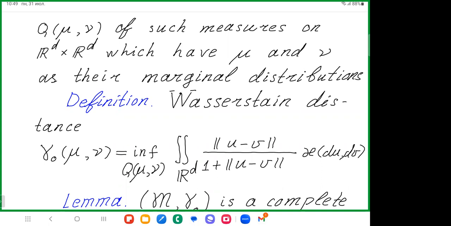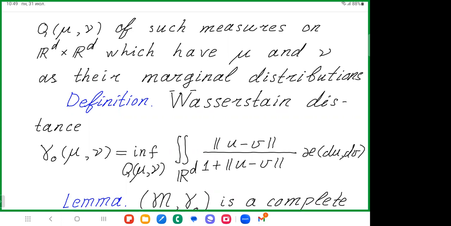Of course, with this distance, R^d turns into some ugly space. For example, the diameter of R^d becomes 1, but still it is a distance. So we just find such kappa that this distance is smallest.